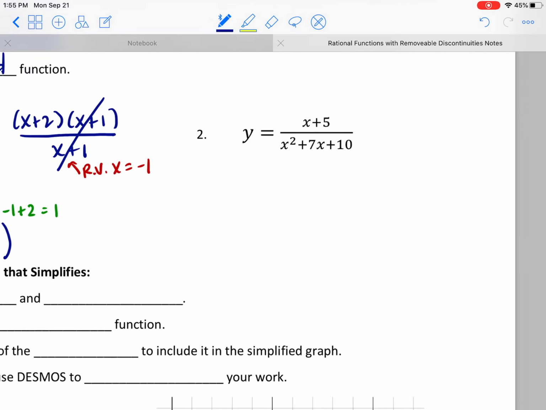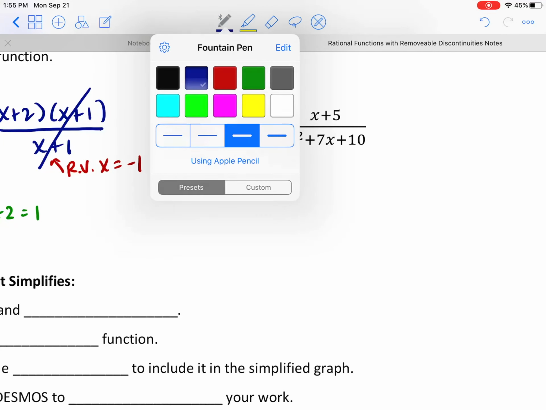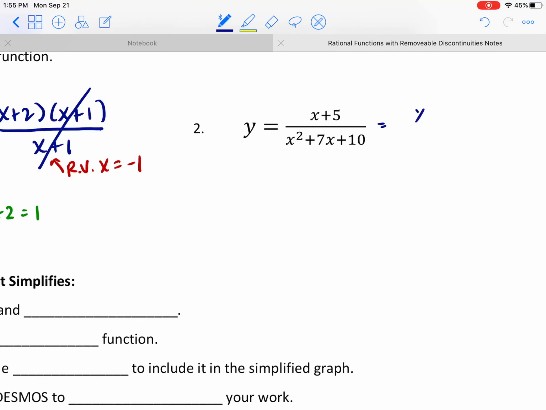But this is another one that's going to have a hole instead of an asymptote because this thing reduces. This time the bottom of the fraction is factorable. What are the factors of 10 that make 7? Well, they're going to be +5 and +2, so it's going to factor into an x plus 5, x plus 2. And so those binomial factors reduce.